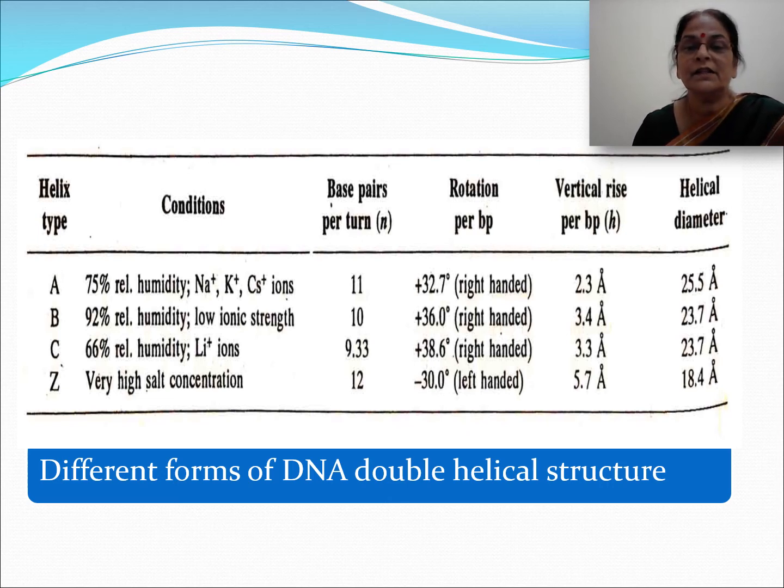और वर्टिकल राइज पर प्रत्येक जो है एक दूसरे से 5.7 एंगस्ट्रॉम दूर है. अब अगर हम इसके डायमीटर को देखते हैं तो यहां पर डायमीटर जो A का है 25.5 एंगस्ट्रॉम है, यह 23.7 और यह 18.4. अब आप इसको एक तरीके से सोच सकते हैं कि जब डिस्टेंस ज्यादा है तो इसका डायमीटर कम हो रहा है. दूर दूर प्लेस्ड है ये, और एक्सिस से भी इनकी दूरियां अगर हम देखते हैं तो इसका मतलब है कि यहाँ पर जो न्यूक्लियोटाइड्स हैं वो एक्सिस के काफी करीब हैं.